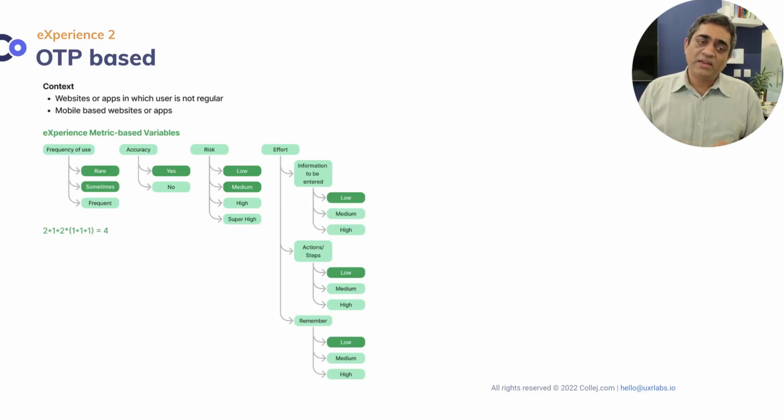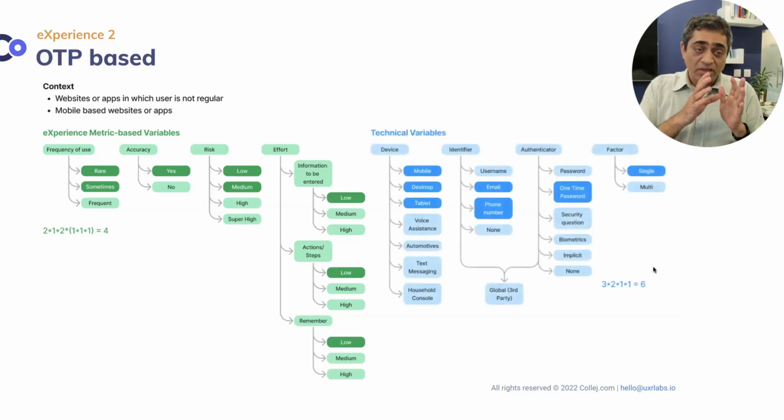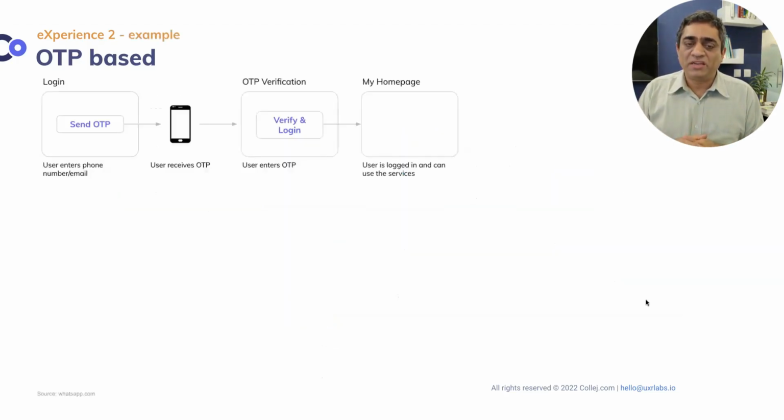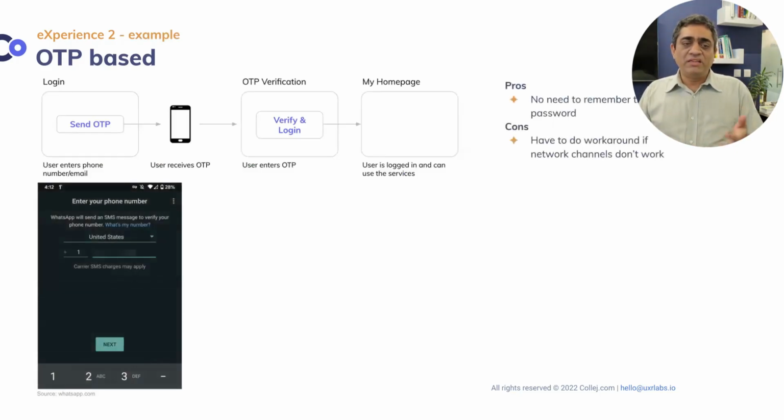So let's look at the technical component. There are 4 user scenarios where an OTP-based login would apply. Now, if you look at the technical variables, mobile, desktop, tablet works really well. With OTP, you just want to have an identifier, but you really don't care about the authenticator, because the authenticator is coming to your device. And then it's a single factor, or potentially it could be multi-factor, but for now we're looking at a single factor model. So there are 6 technical implementations of this OTP-based login.